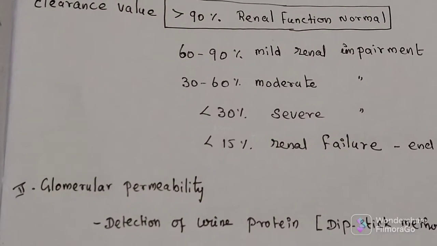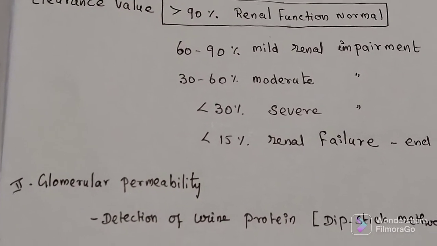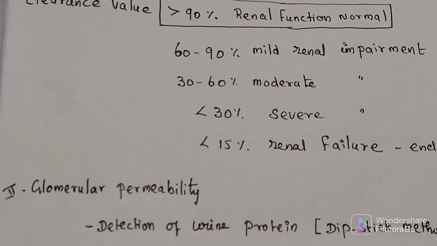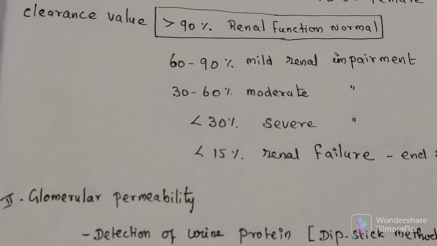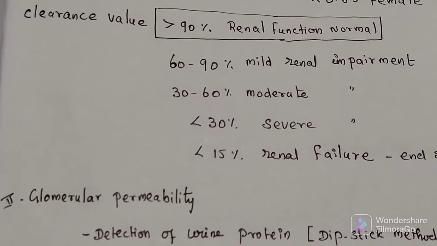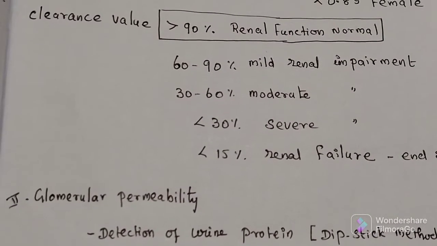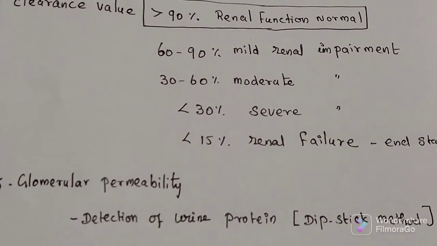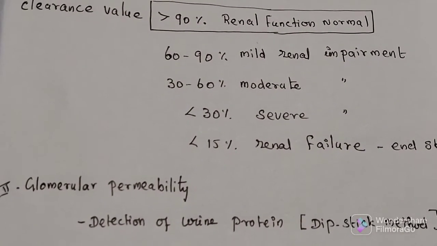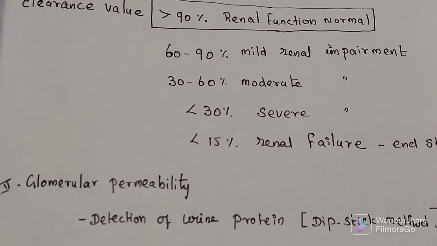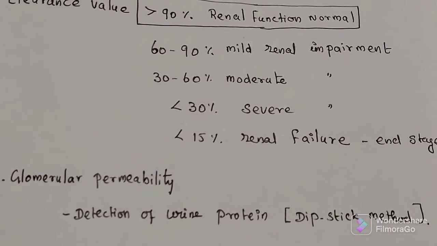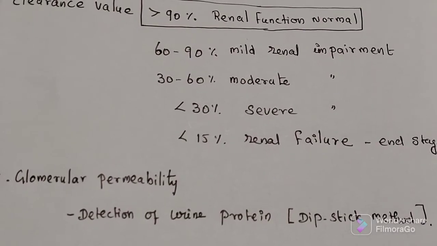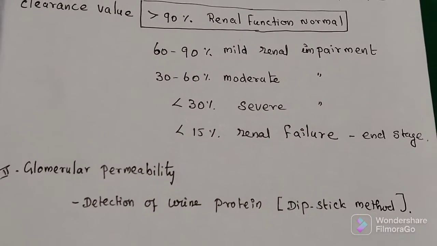Second test is to assess glomerular permeability. For the test of glomerular permeability, detection of urinary protein is important. Nowadays, the dipstick method is available. By using this method, we can easily assess urinary protein. It will give an idea about glomerular permeability.